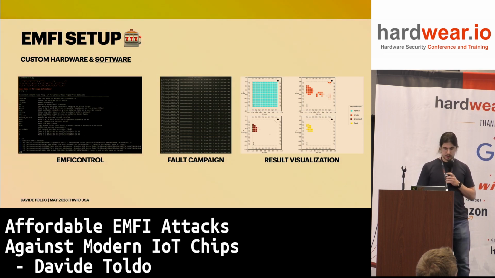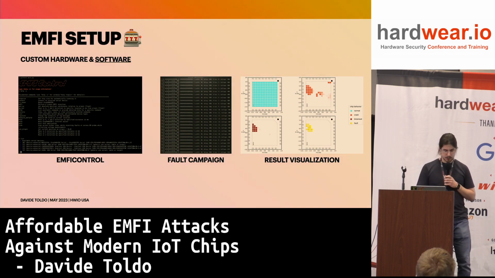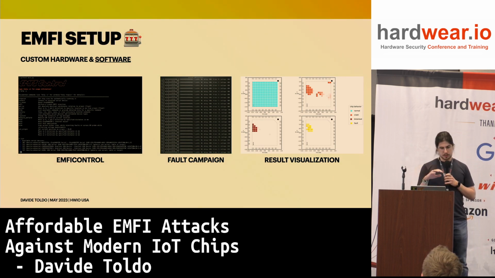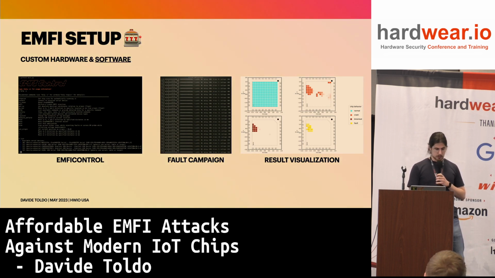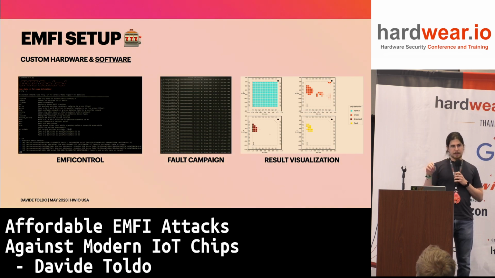Then the software is, for one, EMFI Control, which I called it, where you can move around your device in a controlled manner, you can probe different things, you can list your devices, and you can script this. And this I then used in my fault campaign script, where I imported it, and it's easier to work with that way. The fault campaign script will also write it all to a CSV, and then you can parse the CSV and visualize your results.